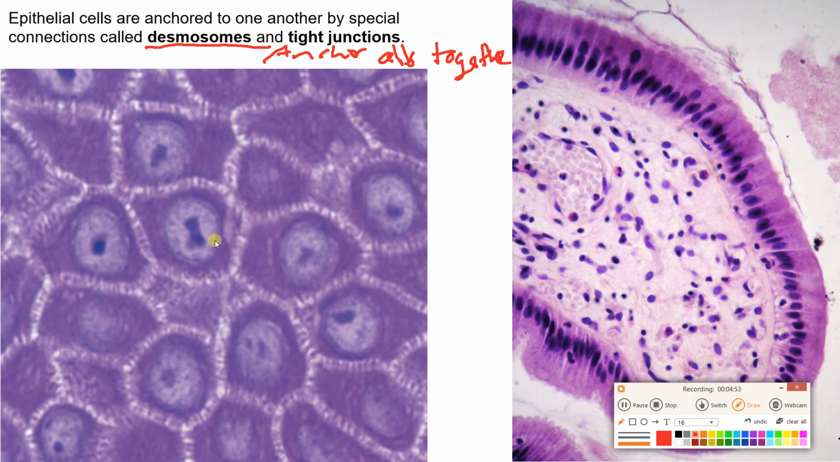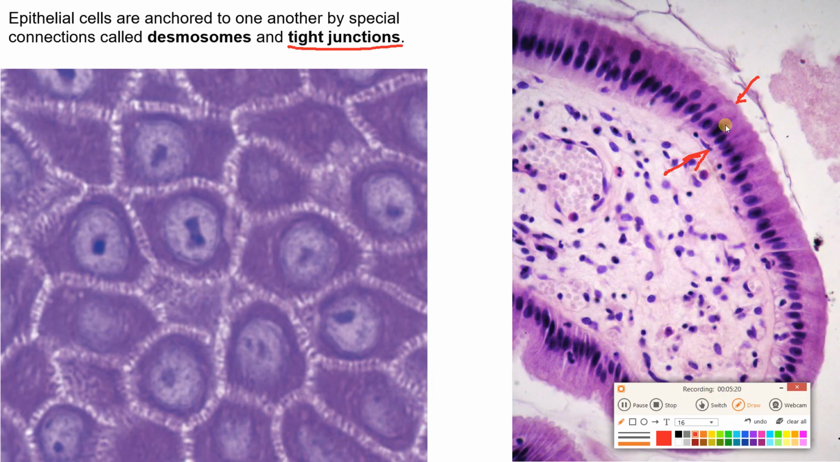Desmosomes do that. Now, another specialized connection are the tight junctions. So this is actually the lining of the small intestine over here. So here's the lumen of the small intestine, the open space. This is the epithelial lining. I see a row of cells here. Of course, this would be an apical surface, and this would be a basal surface.